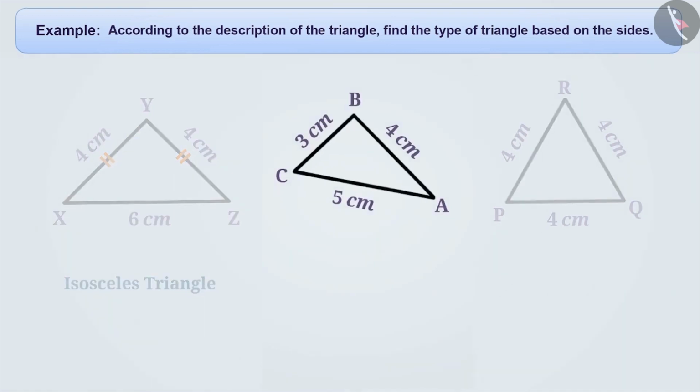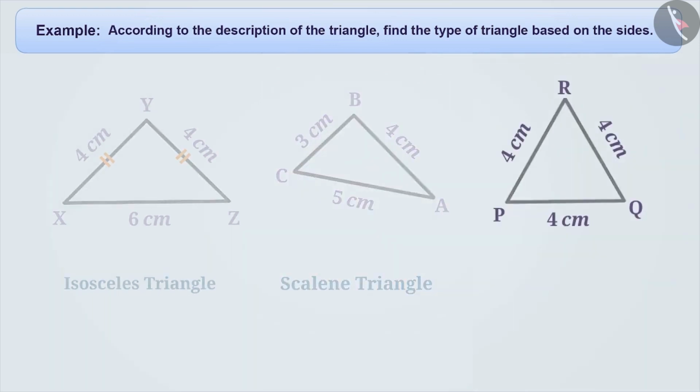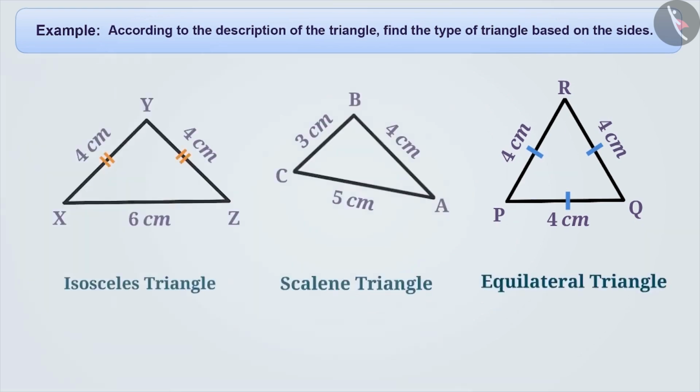From the description provided for triangle ABC, we understand that the lengths of the three sides are not equal. Therefore, we call such a triangle a scalene triangle. From the description provided for triangle PQR, we understand that the lengths of all three sides are equal. Therefore, we call such a triangle an equilateral triangle.